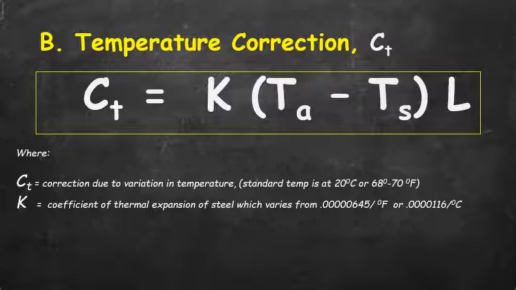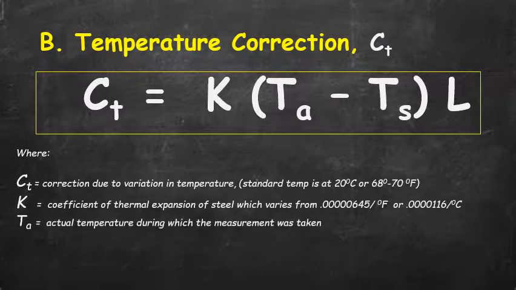So yung K natin, pag we measure the length in meters, we're going to use 0.0000116 per degree Celsius. However, pag in feet or in inches, gumagamit tayo ng 0.0000645 feet per degree Fahrenheit. Yung TA natin, that is the actual temperature. So pag yung ating tape ginagamit natin sa labas, and temperature sa field ay 34 degrees Celsius, yun yung ating TA. Ito yung ating actual temperature.